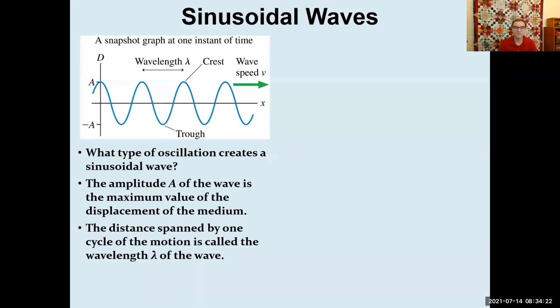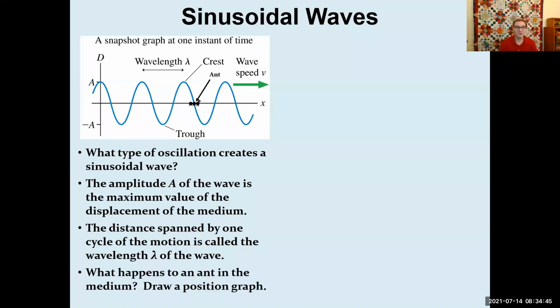You can see it labeled on the picture here. Wavelength is symbolized by the Greek letter lambda, which you can see there. And the wavelength tells you how far in space you have to go to get from one crest of the wave to another crest of the wave. So that's the definition of the wavelength.